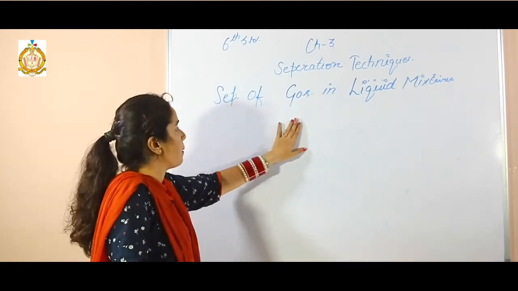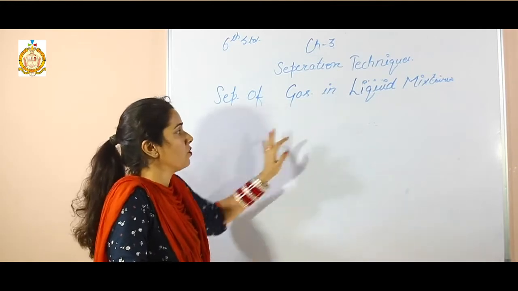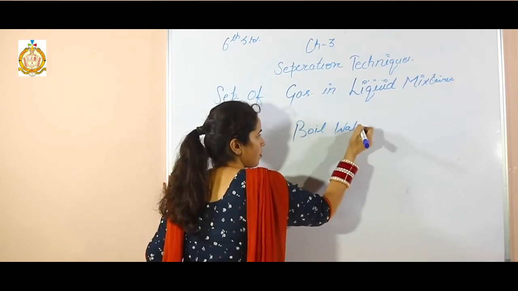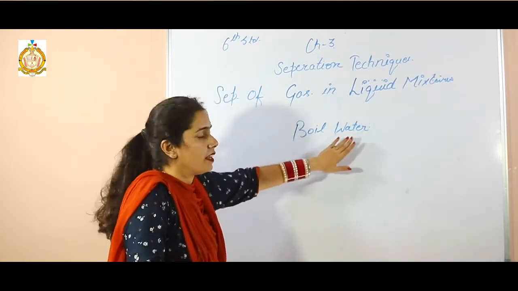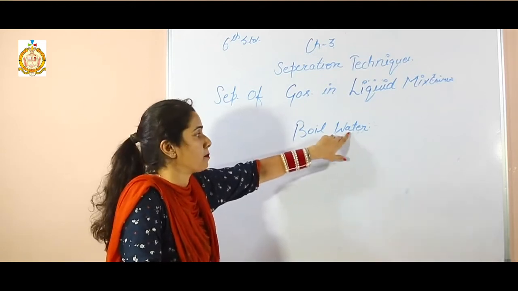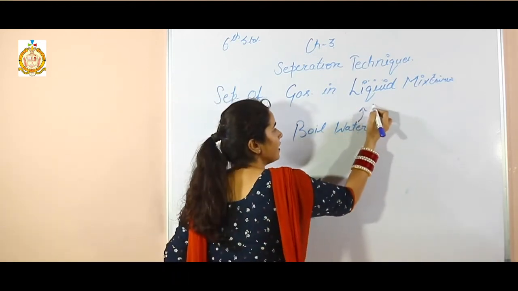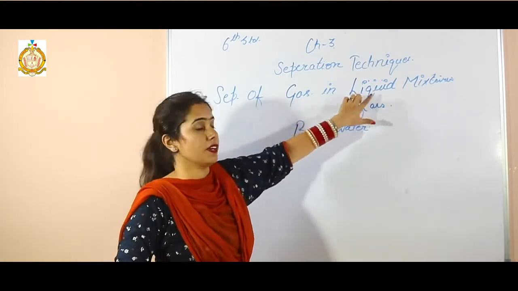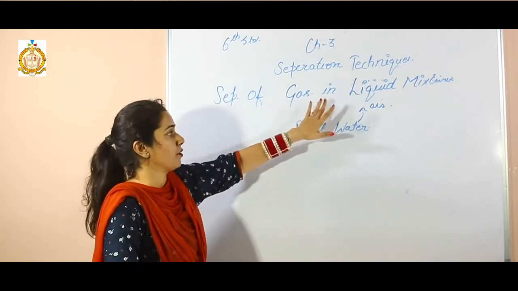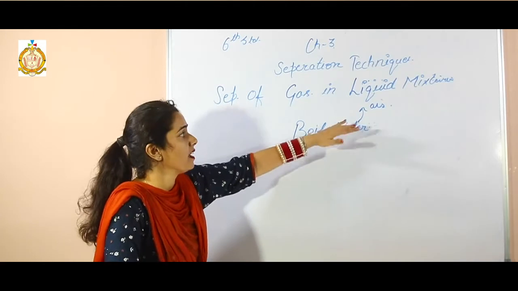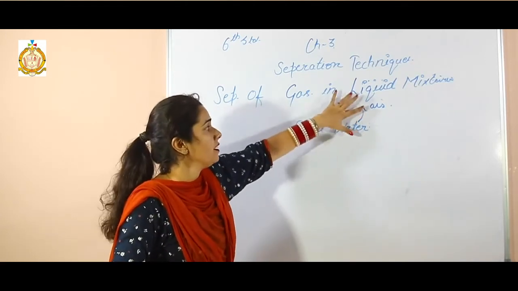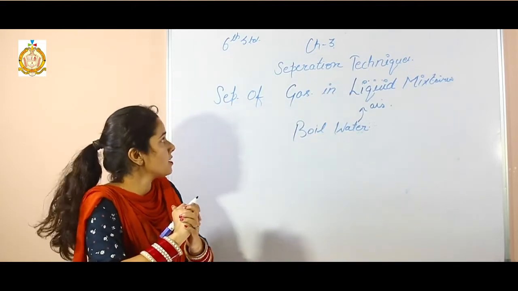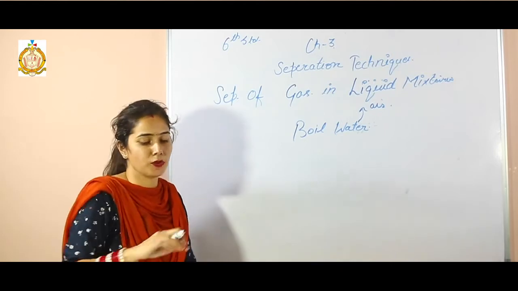So here is one example of separation of gas in liquid mixture. When we boil the water, what happens? The air present in water escapes while boiling. And what is left behind? That is liquid. So it is the separation of gas and liquid, because in water, air is present, and when we boil it, the air escapes and the liquid, that is water, is left behind. So it is the process of separation of gas in liquid mixture.